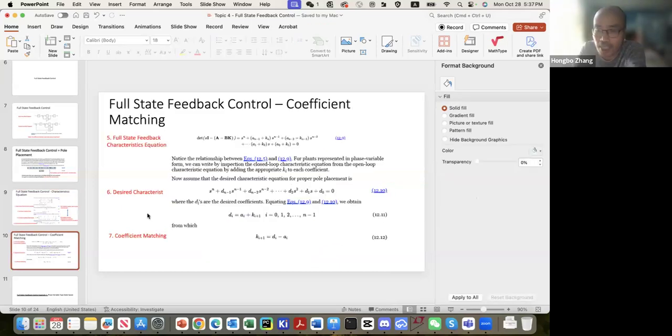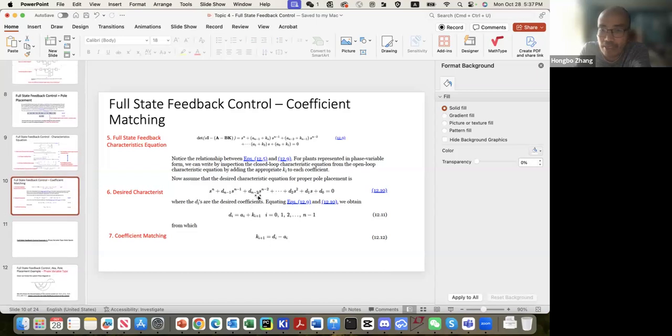All right, now the third slide. So once you know this is the feedback system characteristic equation, and this is the desired characteristic equation. Again, you say, well, how do you know the desired characteristic equation? Easily, because you know eta, you know omega n, right? Let's say second order. Then d n minus 1 is 2 eta omega n, right? And d0 is omega n squared, right?